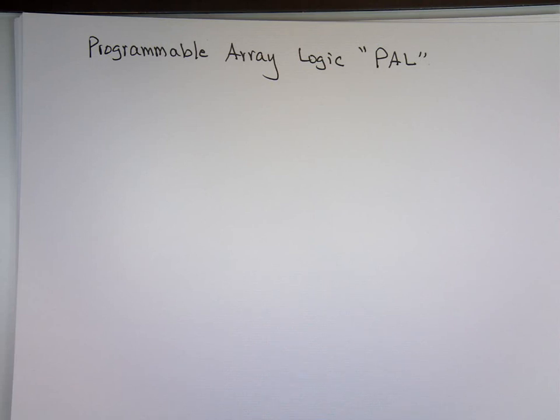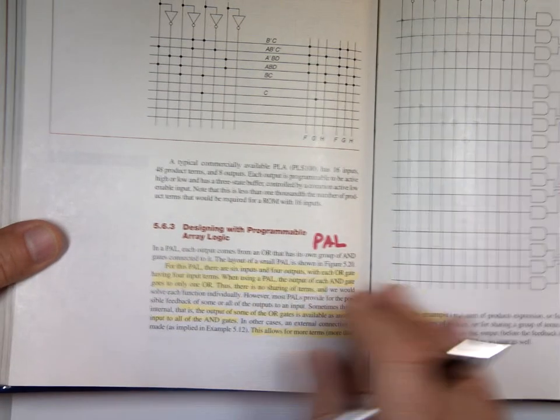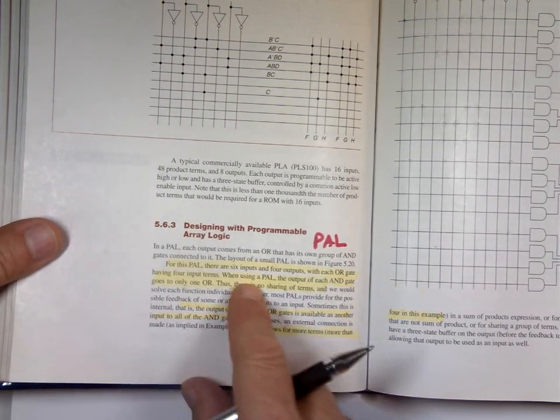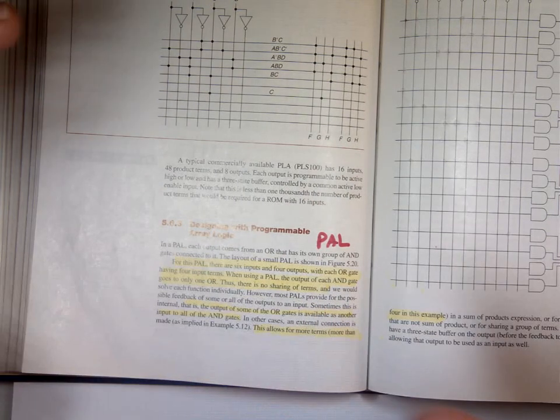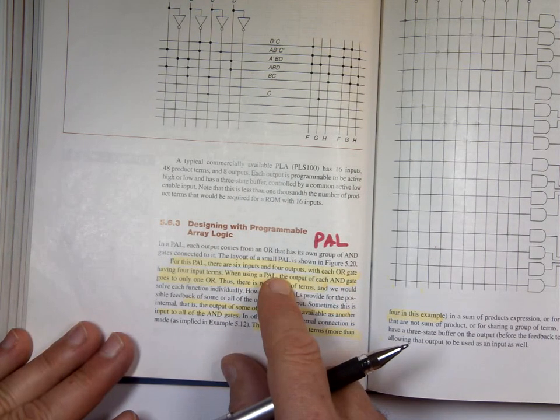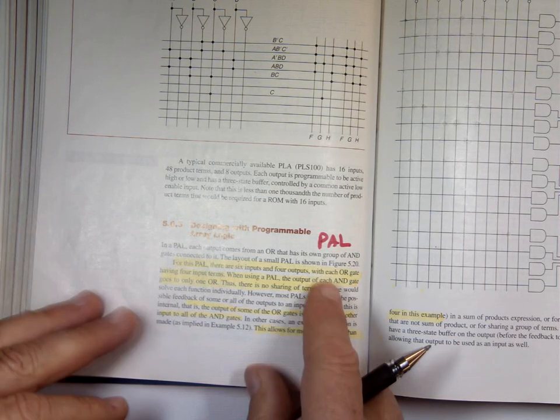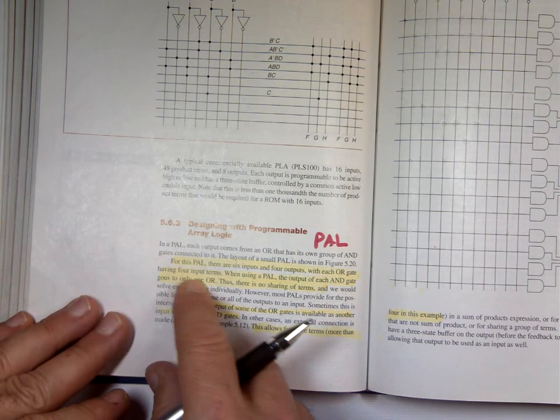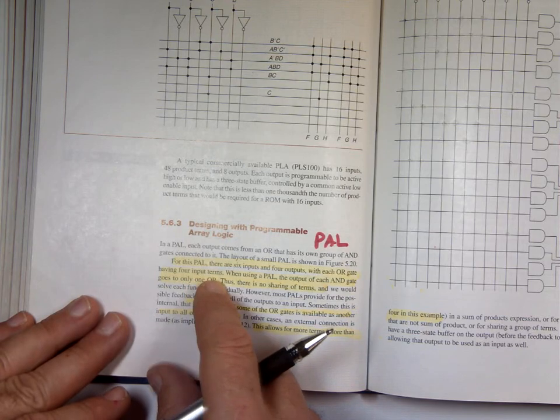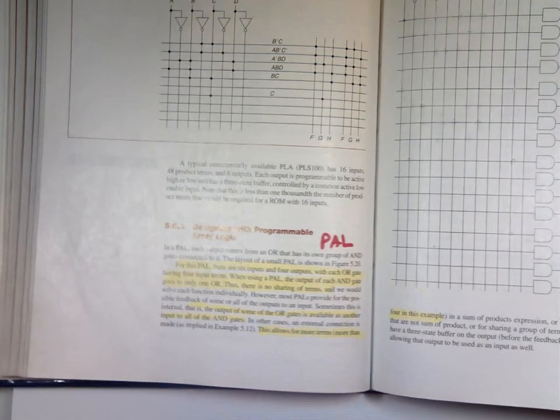PAL. Now it depends on the chip that you buy. It says for this one, the one we're discussing, this PAL, the chip comes in ready with 6 inputs on it and 4 outputs, with each OR gate having 4 input terms going to it. I'll show you the picture in a second. So the chip comes designed like this.